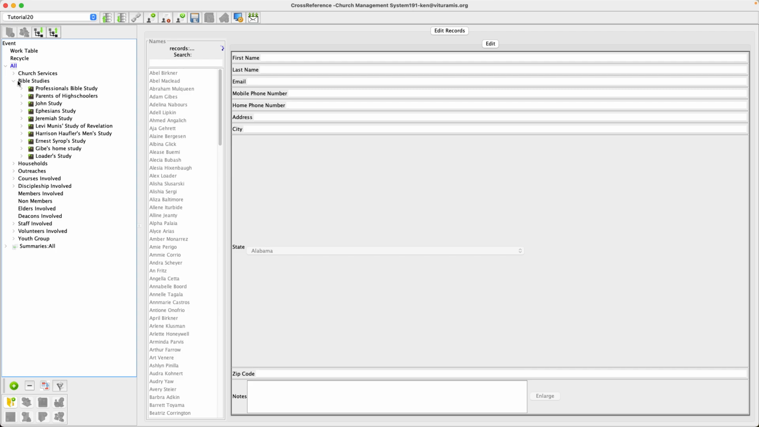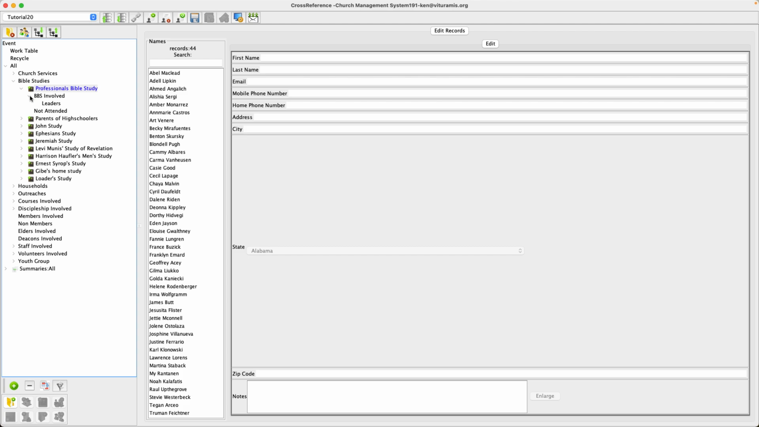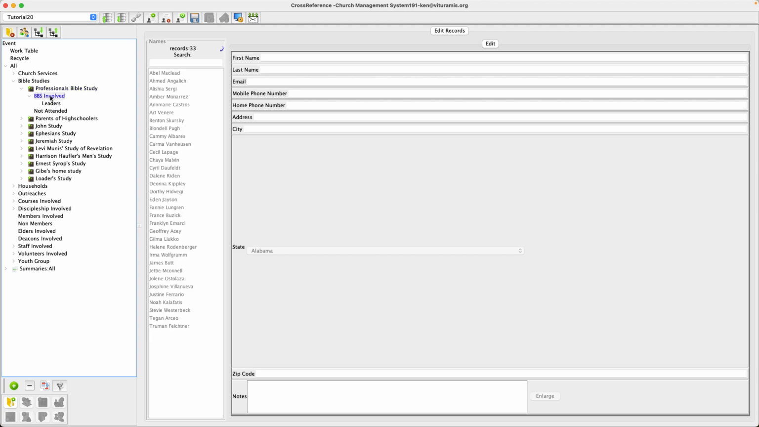A good example here is Bible studies. If I select a specific Bible study, it will get contacts, both those involved and those who have not yet attended. And that's all very useful information. But what if I needed to know something that was a different piece of information? So, for example, what if I needed to know everyone involved in every Bible study altogether?